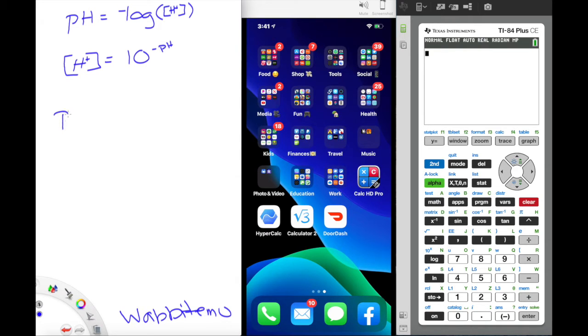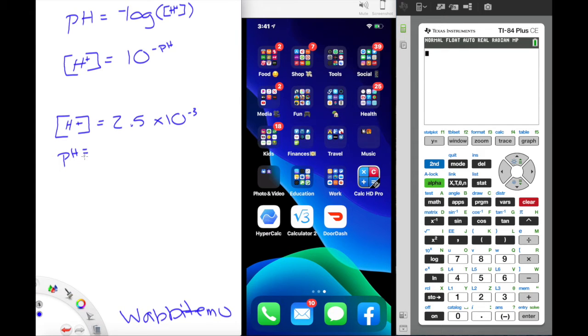I want to calculate the pH of a solution. Let's come up with a concentration here. I'm going to be calculating pH, but I need to know my hydrogen ion concentration. So my hydrogen ion concentration is going to be equal to, let's say, 2.5 times 10 to the negative 3. All right, there's my hydrogen ion concentration, and I want to know what the pH is going to be of this solution if the hydrogen ion concentration is 2.5 times 10 to the negative third.